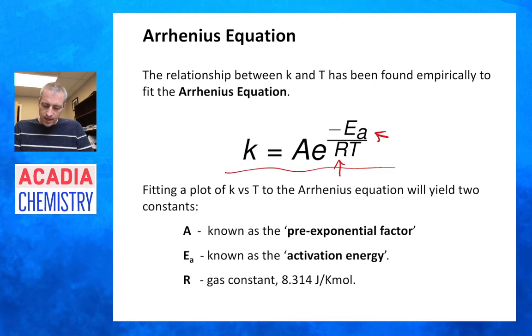R is just the gas constant. It's equal to 8.314 joules per K-mole. And so that's a constant. Ea is a constant for a given reaction. A is a constant, so our only variables here are k and T. And because T is in the denominator of a negative exponent, this is an exponential increase as T goes up.